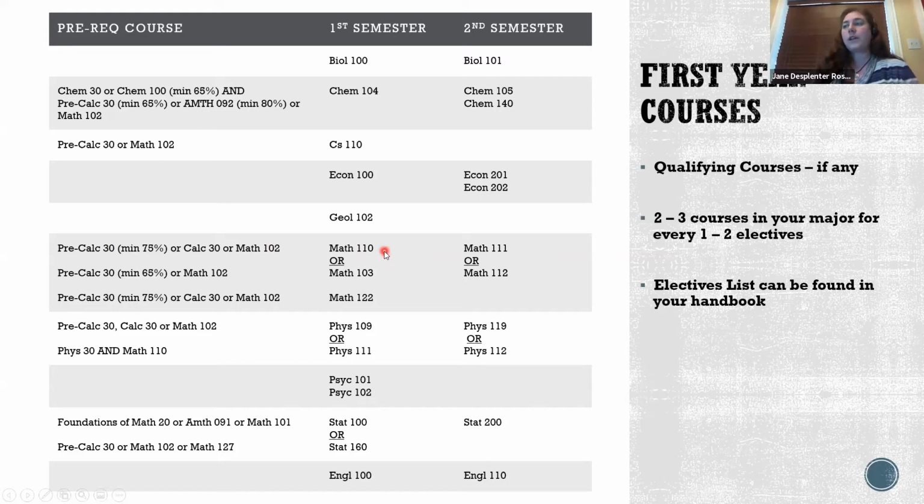So our calculus requirements, generally speaking, include math 110 and math 111. So calculus 1, calculus 2. And if you have your pre-calculus 30 with a 75% or higher, or you took calculus 30 in grade 12, which hopefully most of you did, you can go directly into math 110, which is our first calculus class.